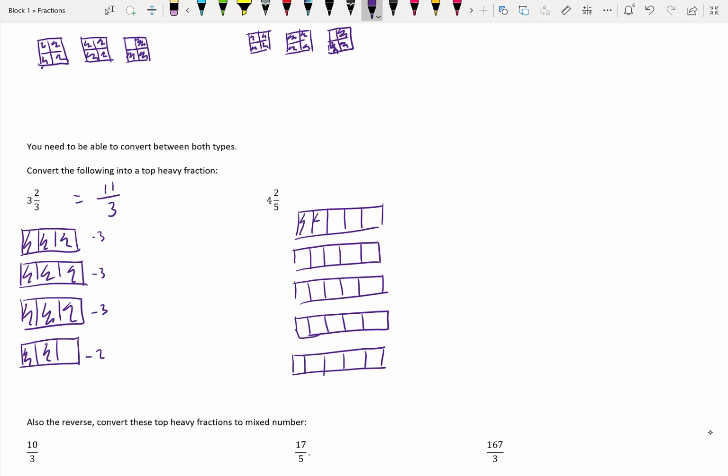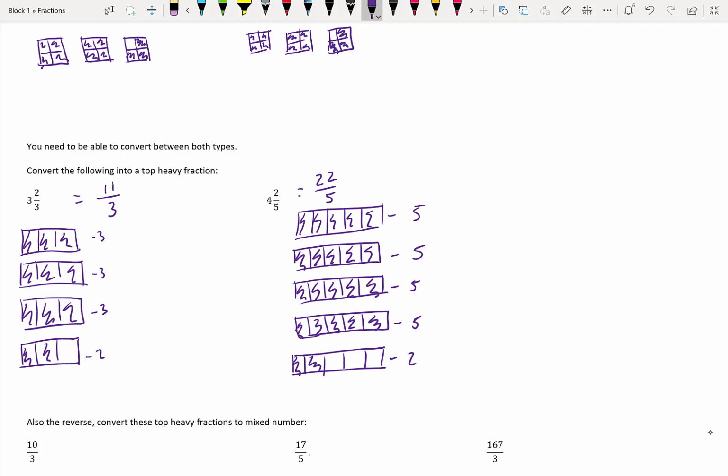Okay, so I need all 5 of them there. I've got all 5 of them here. All 5 of them here. All 5 of them there, remember, because we wanted 4 whole shapes and 2/5. So I've got 4 whole shapes and 2/5. How many does that give me altogether? 5, 10, 15, 20. That gives me 22 over 5.